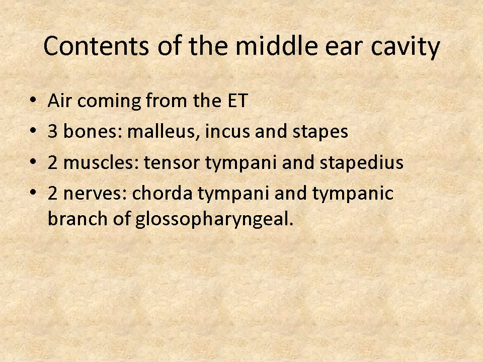What are the contents of the middle ear cavity? Air coming from the Eustachian tube, and then we have 3 bones or ossicles, 2 muscles, and 2 nerves. The 3 ossicles: malleus, incus, and stapes. The 2 muscles: tensor tympani and the stapedius. Tensor tympani, as we mentioned earlier, enters from the anterior wall, and the stapedius from the posterior wall. And the 2 nerves: the chorda tympani nerve, and the tympanic branch of the glossopharyngeal, the one we saw arborizing on the promontory. This is also called Jacobson nerve.